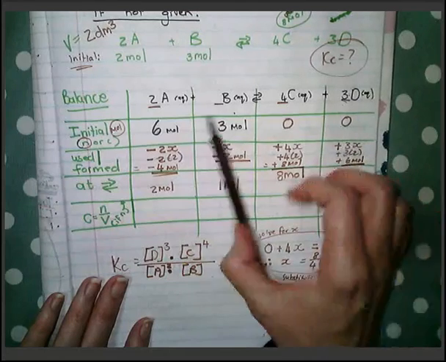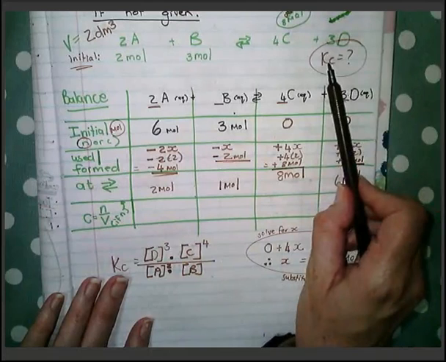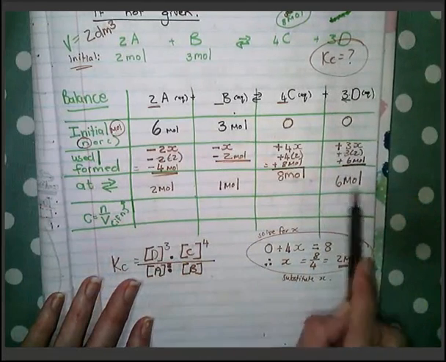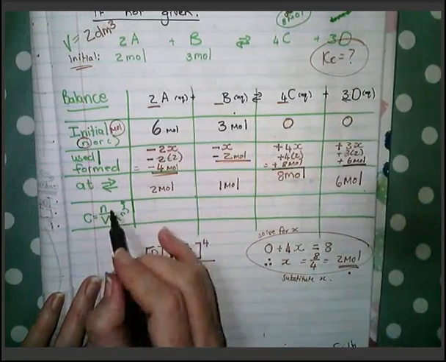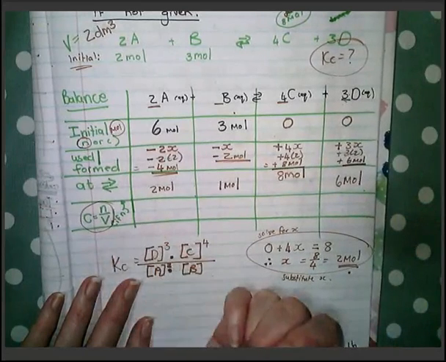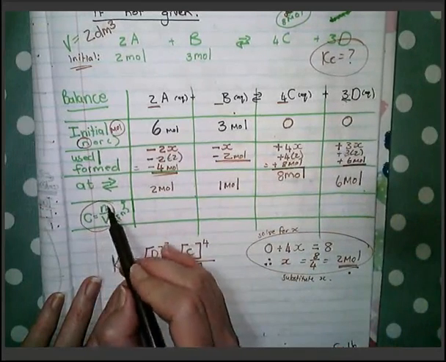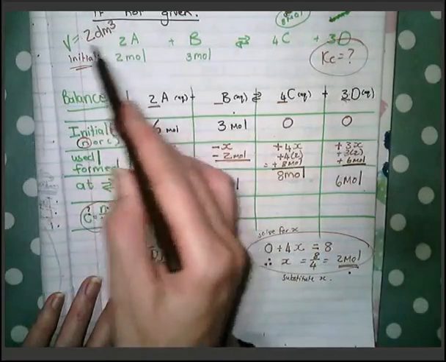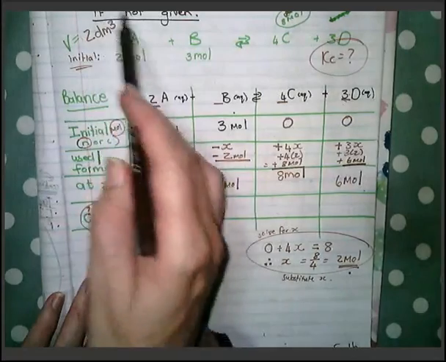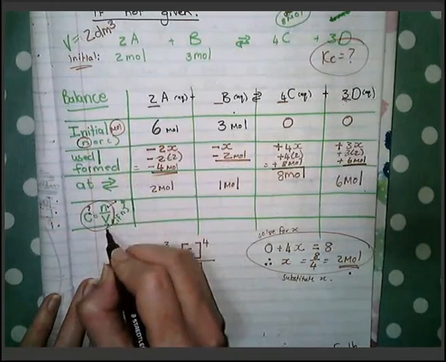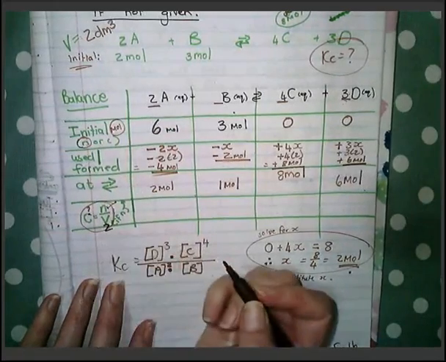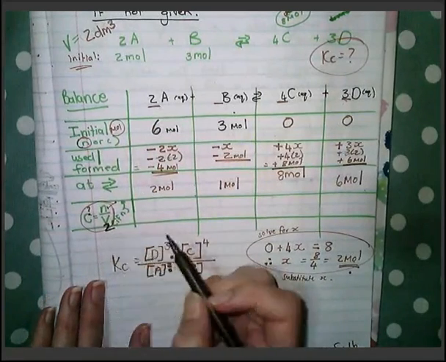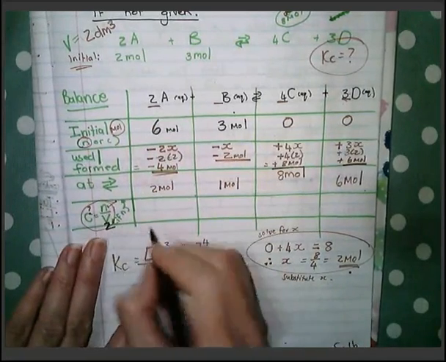Now we still need to calculate Kc. For Kc, we need concentrations. We have moles. So now we need to use C is equal to n over V to get from mole to concentration. And we know our volume for this example is 2 cubic decimeters. So all of them are in the same 2 cubic decimeter container, so we divide all of them by 2.